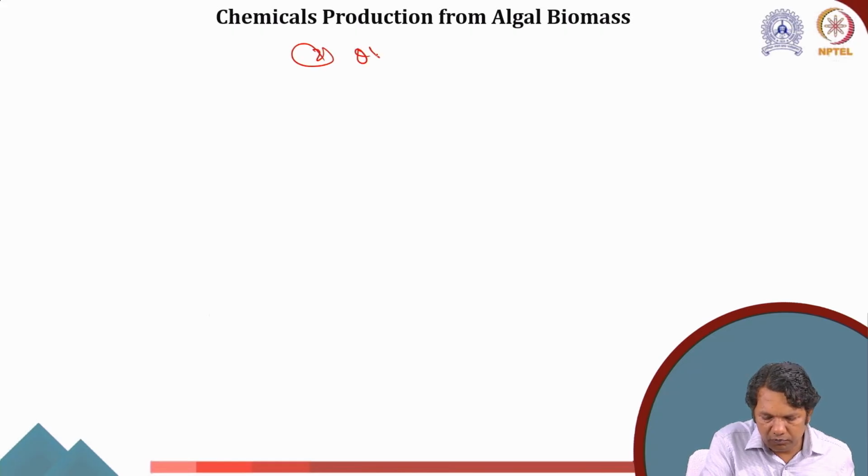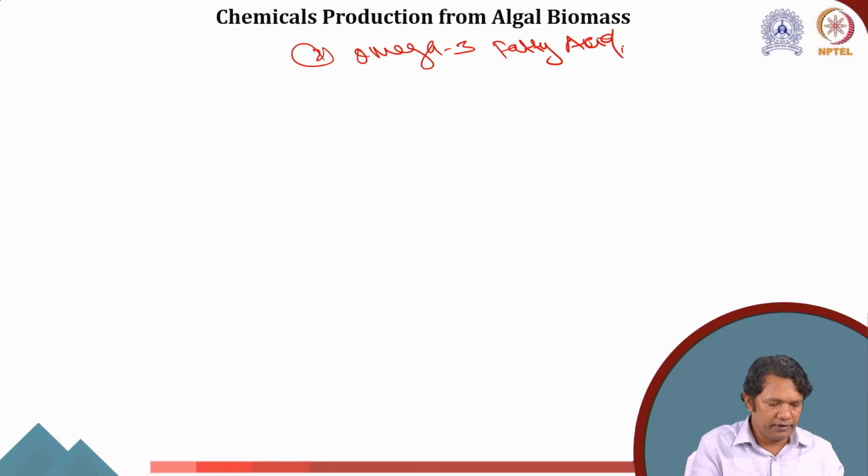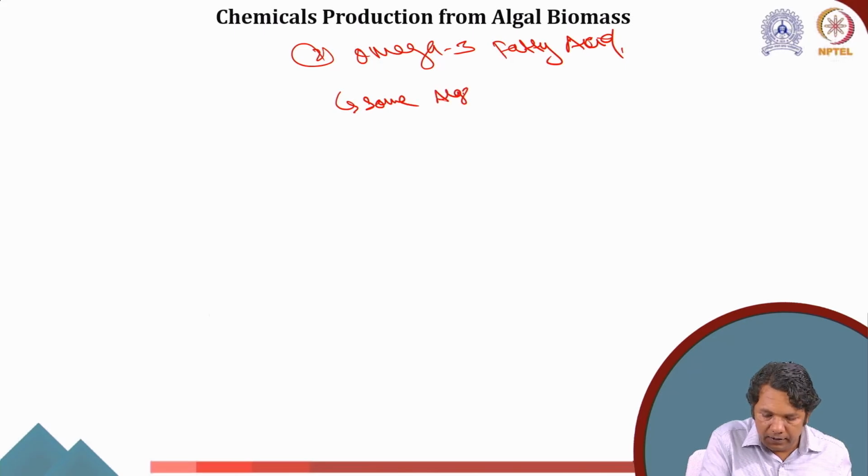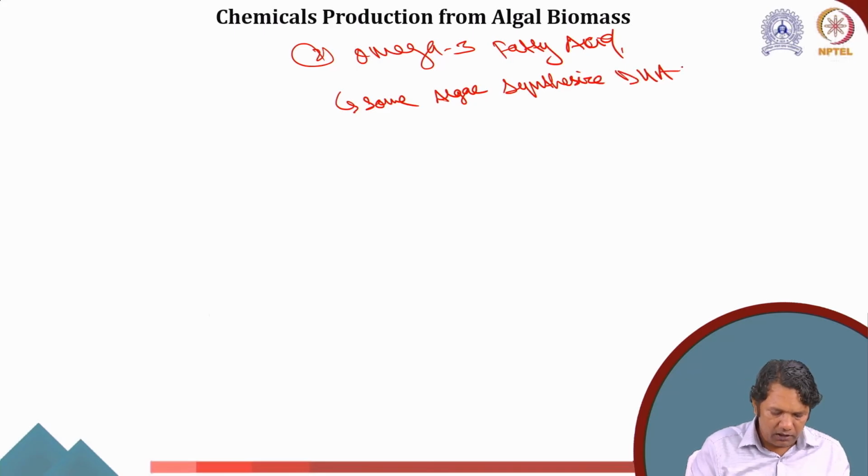Similarly, the second part is omega-3 fatty acid that we can produce. Some algae synthesize DHA, which is docosahexaenoic acid, and EPA.